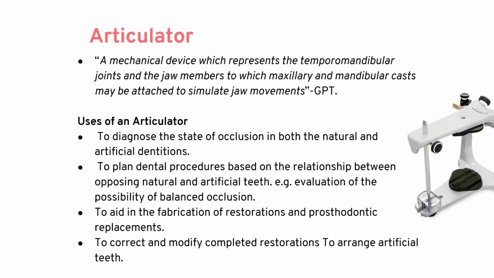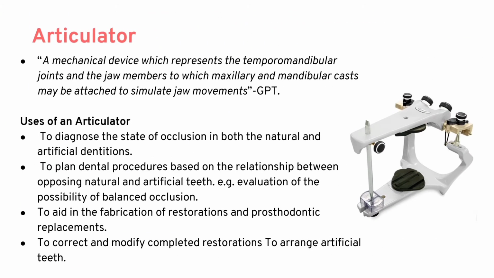Next is the articulator. It is defined as a mechanical device which represents the temporomandibular joints and the jaw members, to which maxillary and mandibular casts may be attached to simulate jaw movements. Uses of an articulator: to diagnose the state of occlusion in both the natural and artificial dentitions, to plan dental procedures based on the relationship between opposing natural and artificial teeth, for example, evaluation of the possibility of balanced occlusion, to aid in the fabrication of restorations and prosthodontic replacements, and to correct and modify completed restorations and arrange artificial teeth.